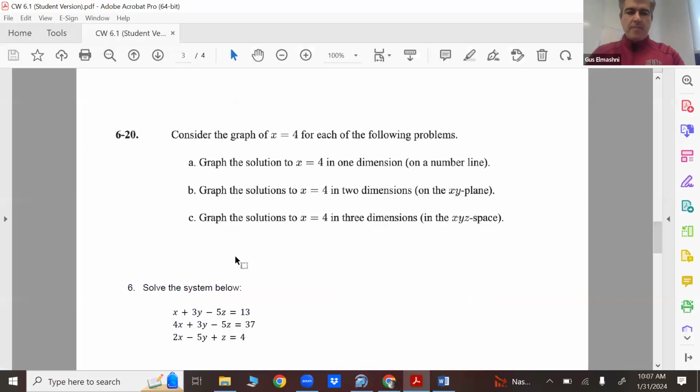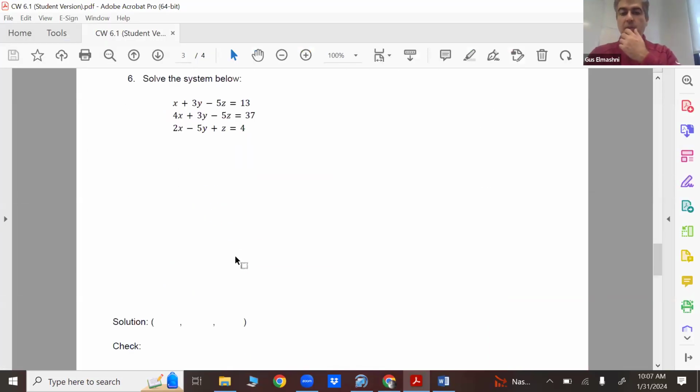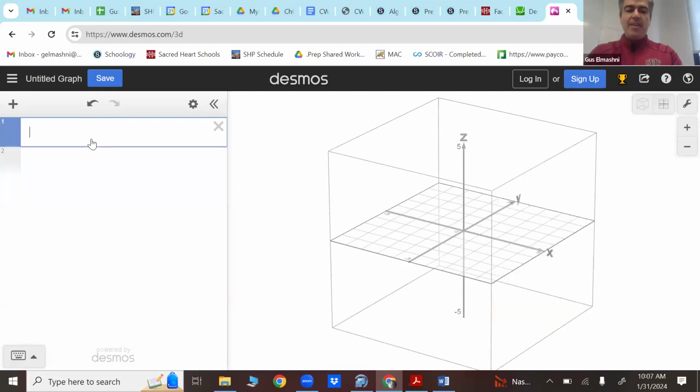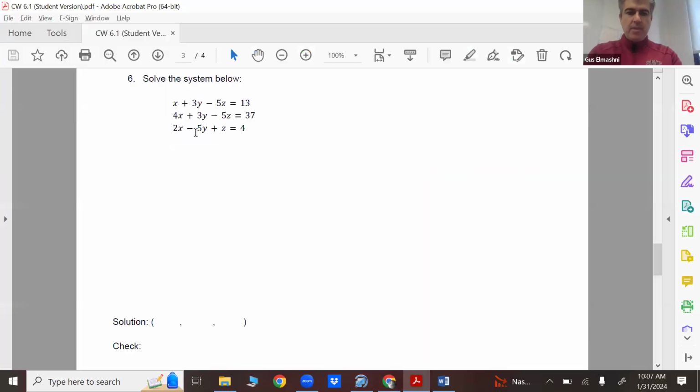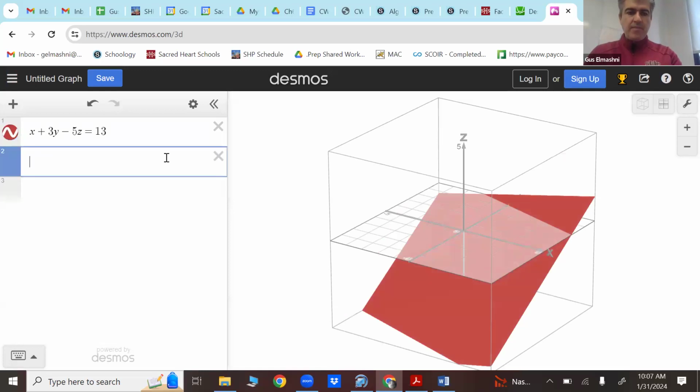Cool. Now let's do this one. Here's what I'm going to do, just so we know we're doing this right. When you're doing your homework, I strongly recommend you use this link. I'll put the link in Schoology as well. Let's type in these equations here: x plus 3y minus 5z equals 13, then 4x plus 3y, I mean, we're going to work this out by hand, don't worry, equals 37.